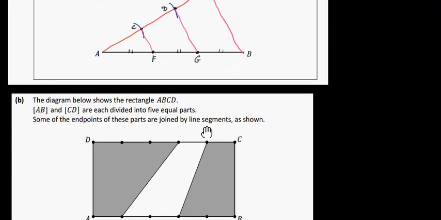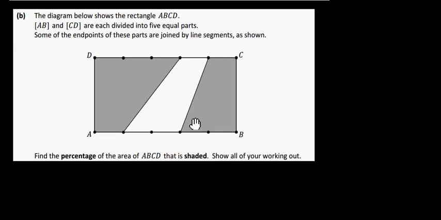So next one then is, oh yeah, we have a diagram here. We have a rectangle and we have a shaded region and a non-shaded region here. AB and CD are divided into 5 equal parts. So these distances here are all equal.